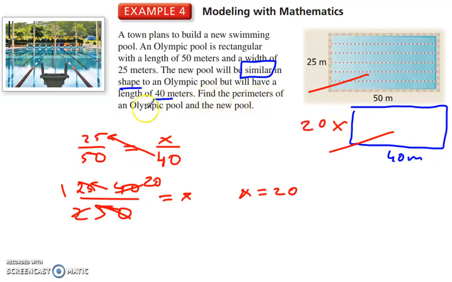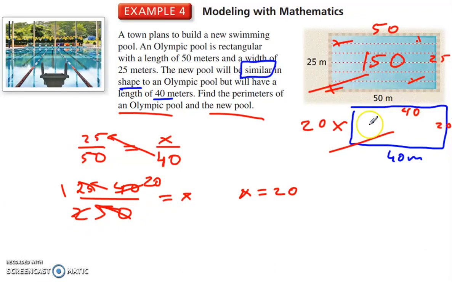Now find the perimeters of an Olympic pool and the new pool. Perimeter here, 50 plus 50 plus 25. Add all of these together to get the perimeter. 50 plus 50 is 100, 25 plus 25 is 150 for this pool. Here we have 40, and there we have 20. 20 and 20 is 40. 40 plus 40 is 80, plus 20 is 100, plus 40 is 120. There we go.